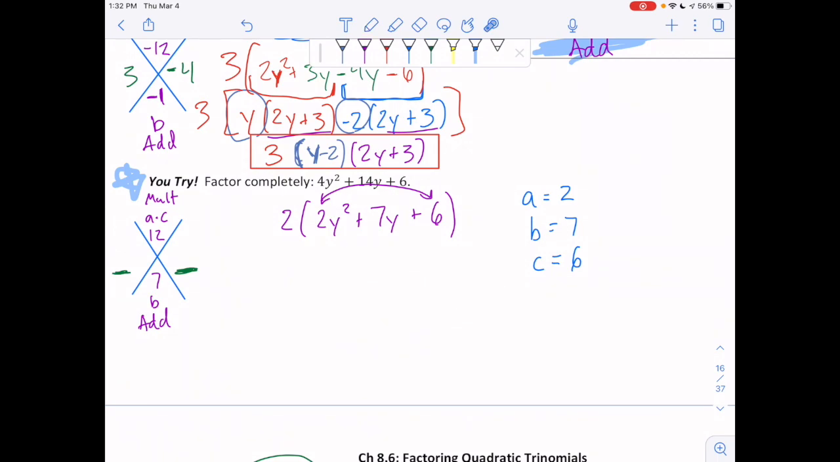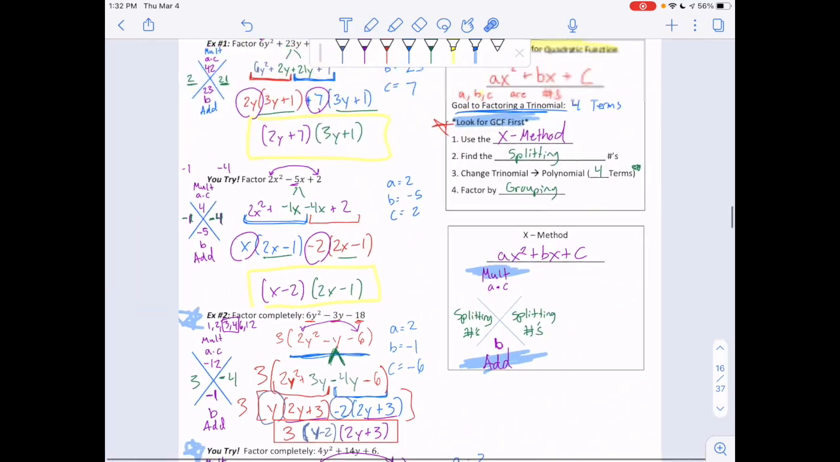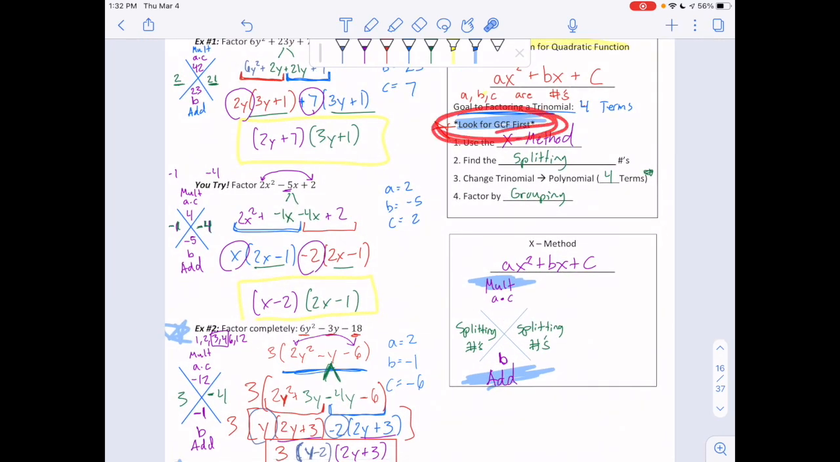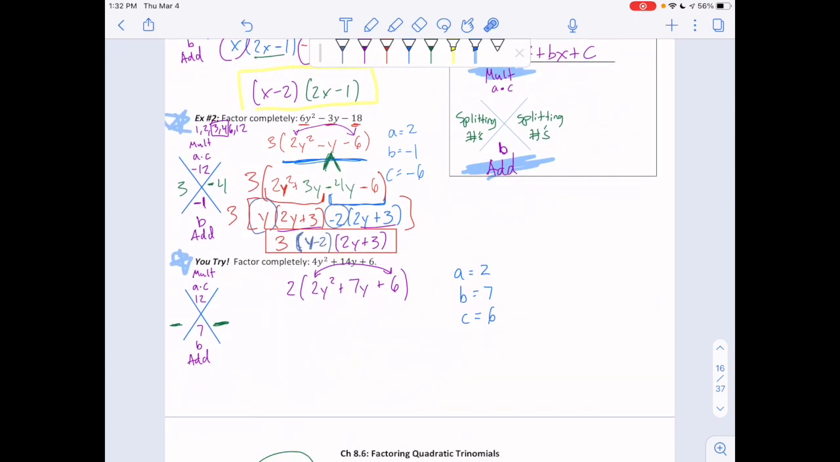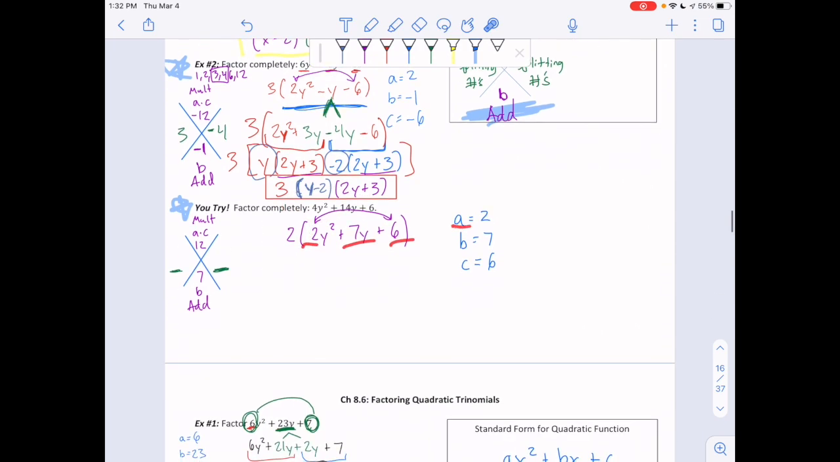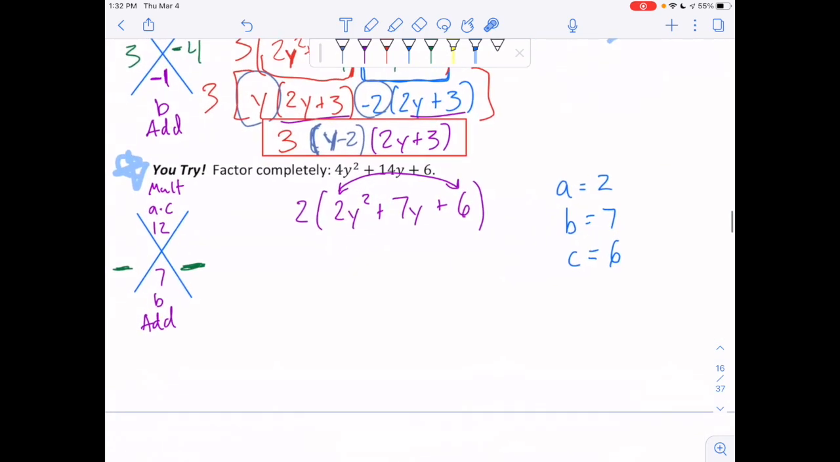So here's a quick setup. You gotta factor it out first. Don't forget that first step. You always want to look to factor something out first. The usual, check standard form. You have a common factor, factor out the 2. That's your new A, B, and C: 2, 7, and 6. Set up your X method because your goal is to change it to 4 terms.